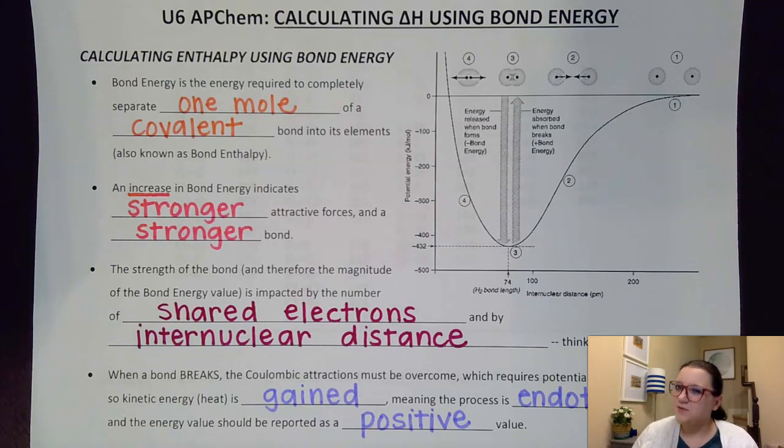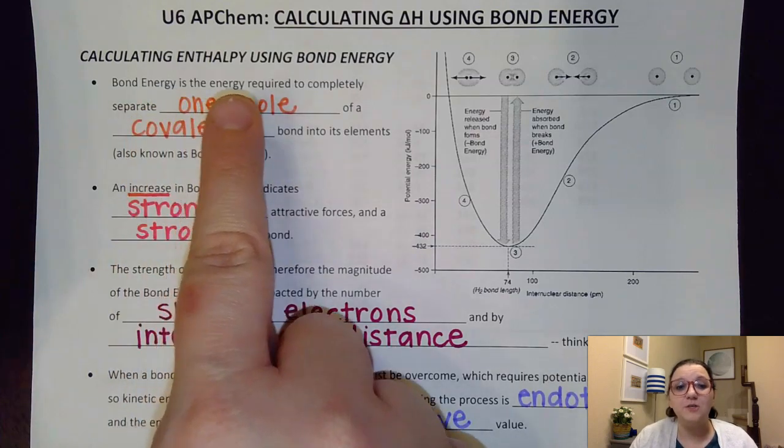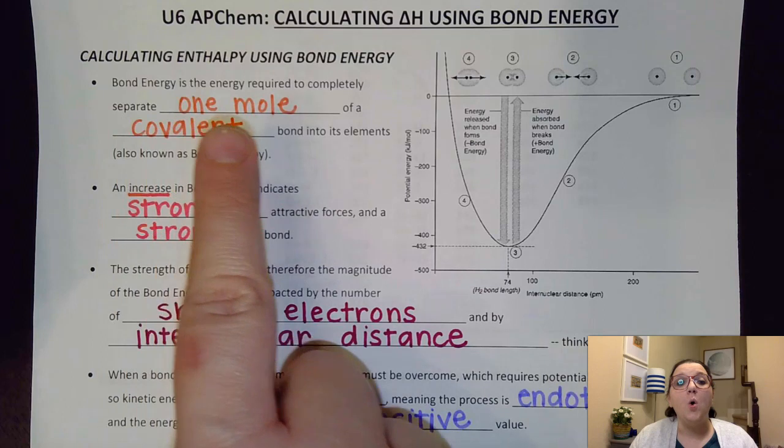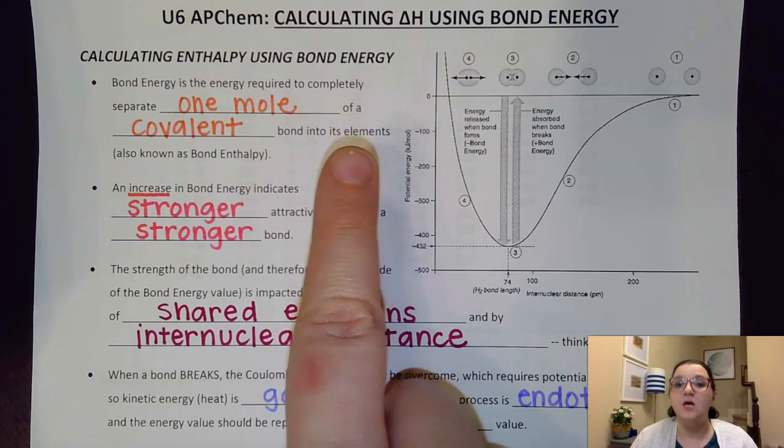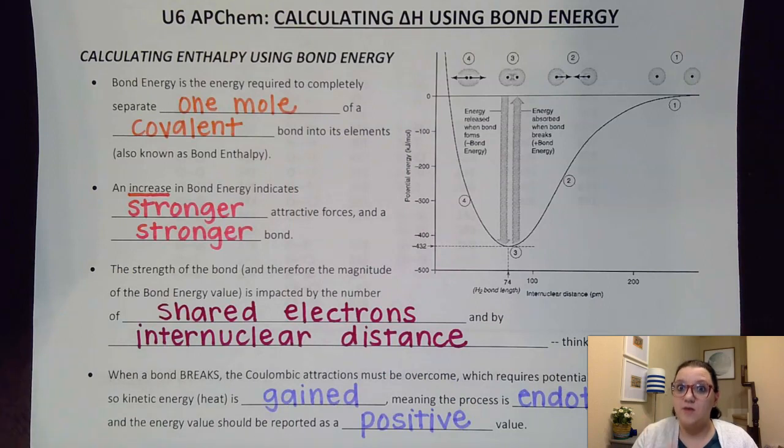So we need to go back for a moment and recap exactly what bond energy is. As a reminder, bond energy is the energy required to completely separate 1 mole of a covalent bond into its elements. So we're going to be doing this process for covalent bonds in reactions. We are not going to be doing this for reactions that contain ionic bonds.